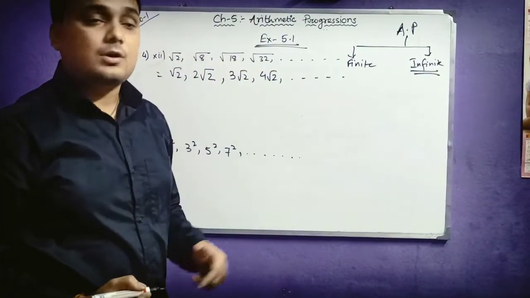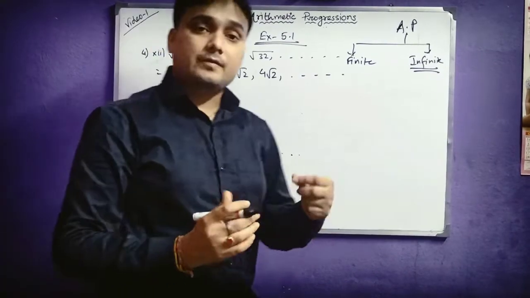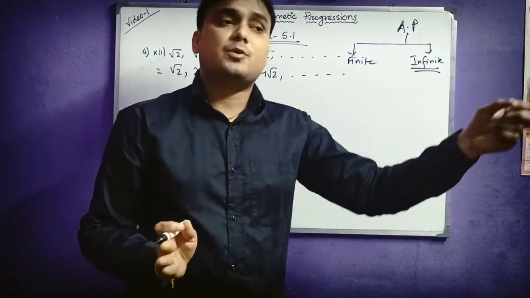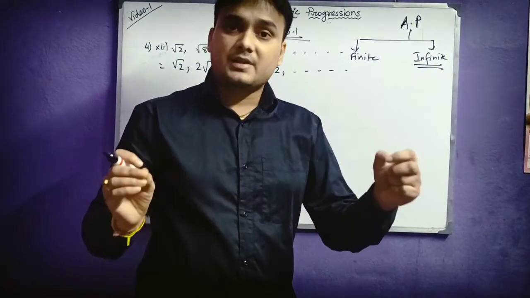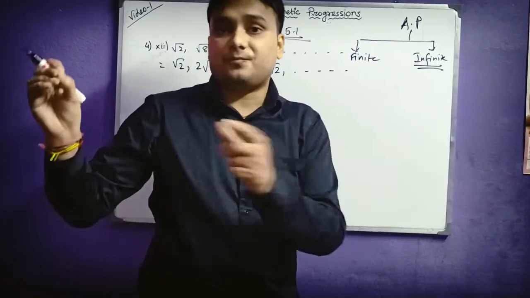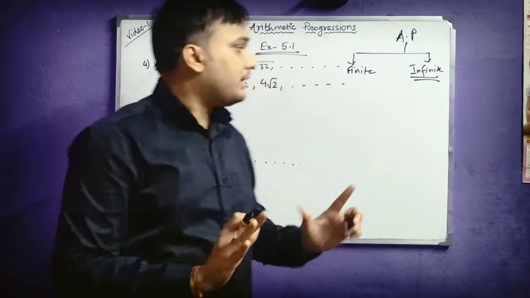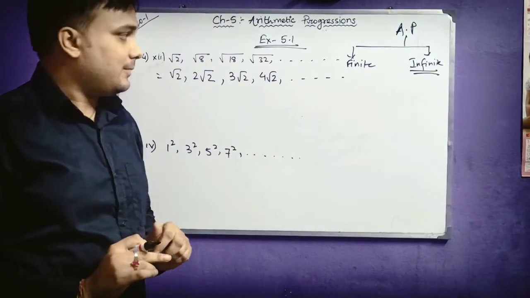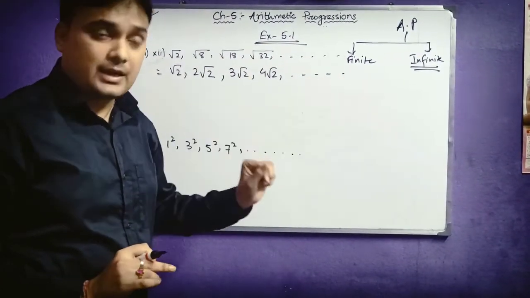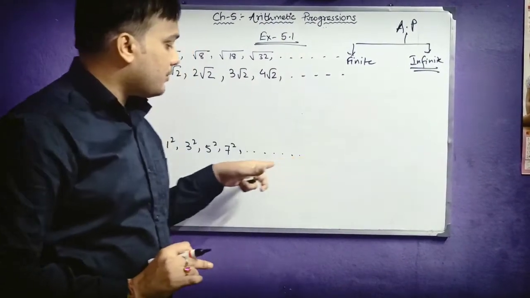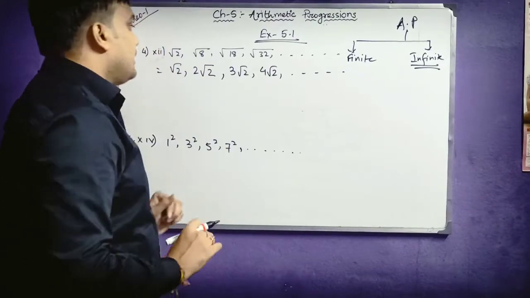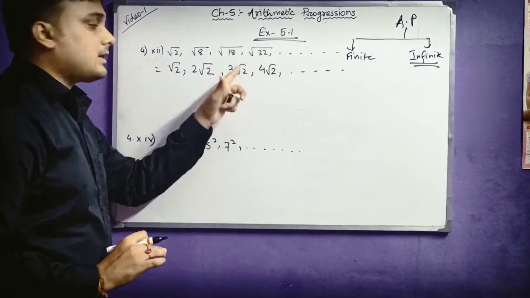But if you know where it is ending, suppose I know the first term and also the 100th term or 200th term, whatever it be, that means a given set of numbers from first to last that I know, then it is said to be a finite AP. As you can see, both of these APs are infinite because we don't know the last term here. So now we will be testing whether this sequence is an AP or not.